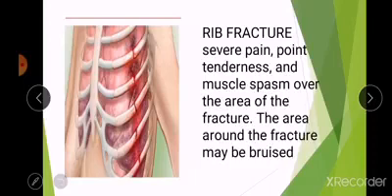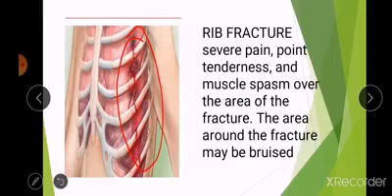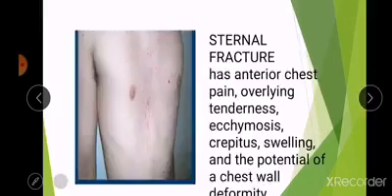So, what are the signs and symptoms? Yan, for the rib fracture, merong severe pain. Okay. Another is a point tenderness, yan, muscle spasm. And around the fracture may be a bruise. Yan. On this part, makakakita ka ng bruises. Yung purplish skin discoloration. On the external fracture naman, dito, nagkakaroon siya ng anterior chest pain. Siyempre, yung sternum natin, nandito sa harap, there will be an overlying tenderness on the affected part.